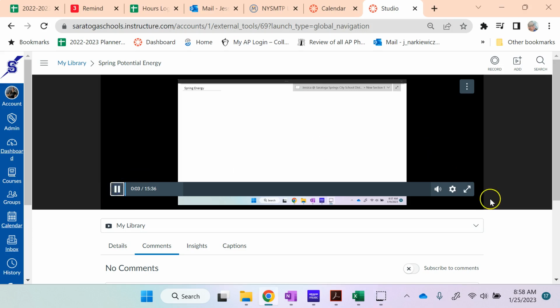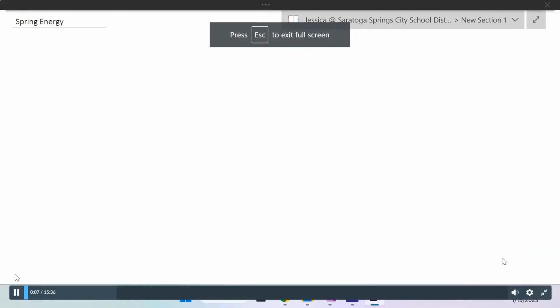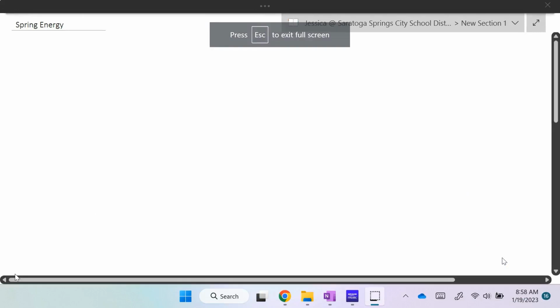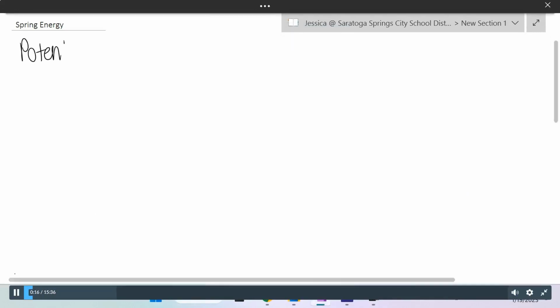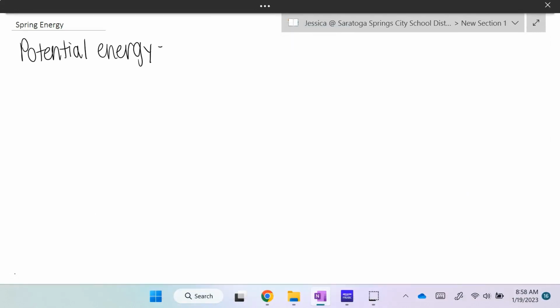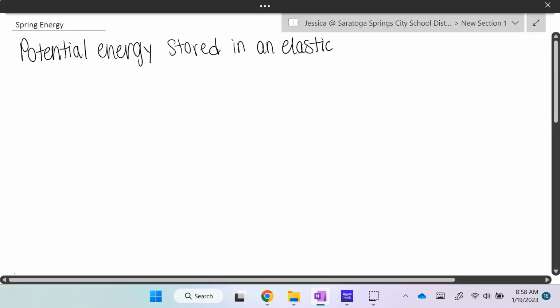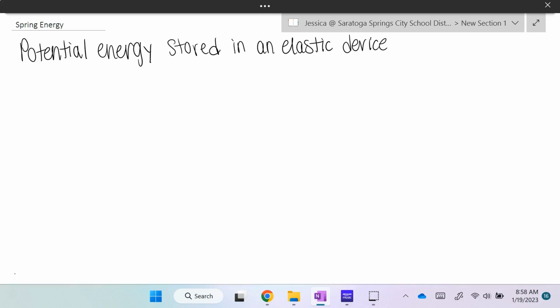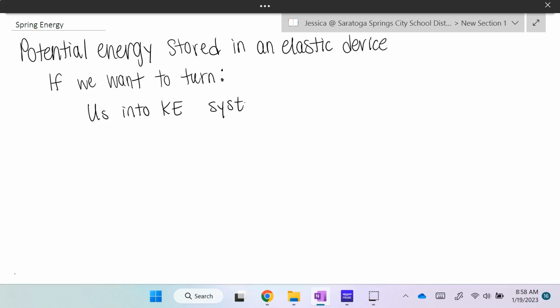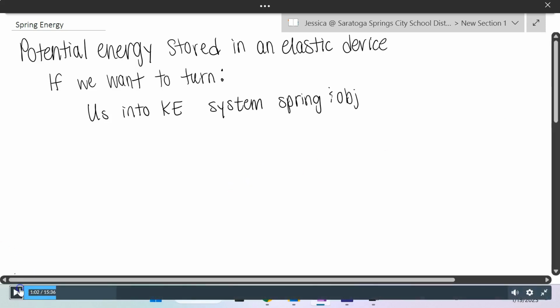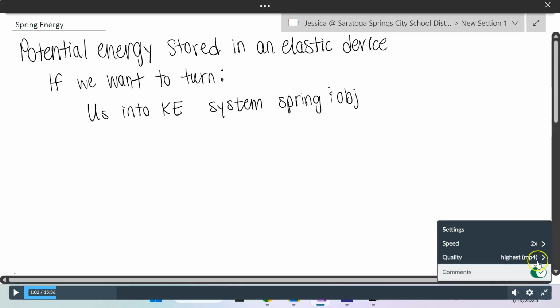All right, so spring energy, specifically spring potential energy. Spring energy is the potential energy stored in an elastic device. Like I said before, that can be a spring, it can be a rubber band, it can be anything that stretches or compresses. If we want to turn our spring potential energy, US, into KE, then our system needs to be the spring and object system.